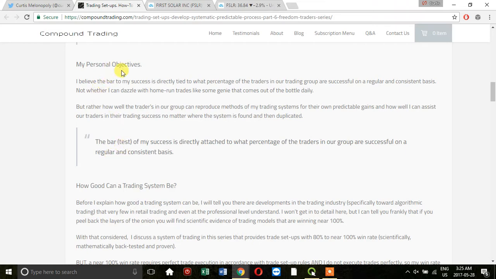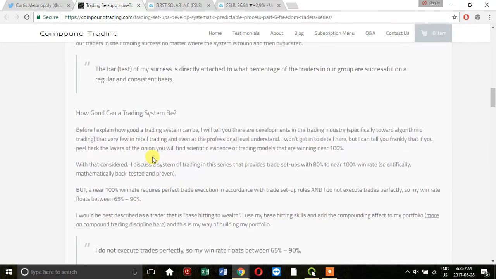The first thing it covers is my personal objectives, just so you understand what my objectives are. Our primary objective is the bar or test of my success is directly attached to what percentage of the traders in our group are successful on a regular and consistent basis. In other words, we are not designed for the cowboy traders. We're a trading group that is committed to winning, and I very specifically want to build a winning team. So the objective is to get everybody over the wall, and I won't go too far until everybody's with us, kind of thing. And that's our personality in our trading group.